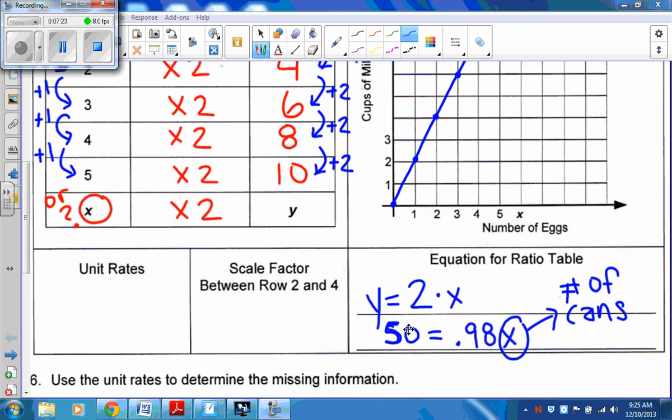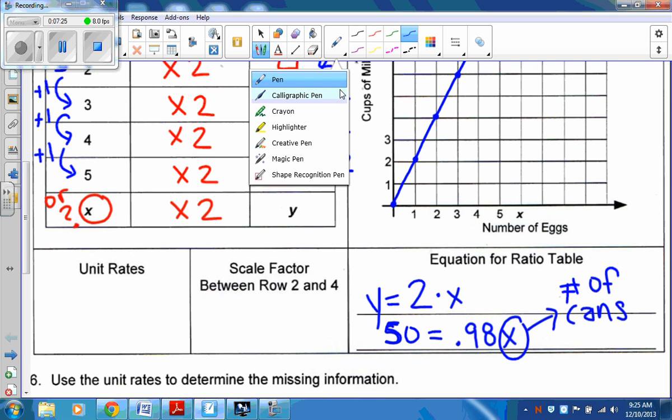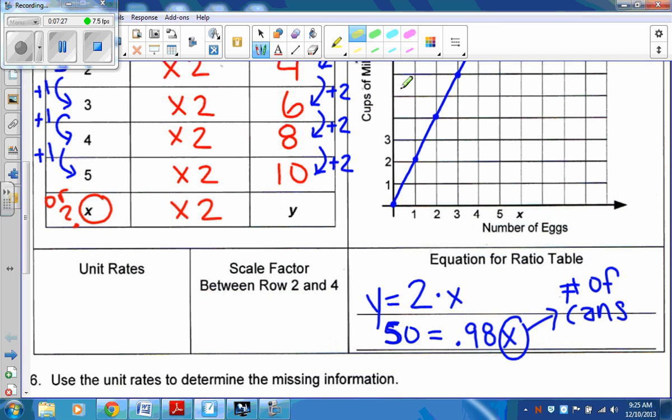All right, so this right here just kind of gives you an example of what your T-chart should look like. What your equation should look like. And it's not going to be this exact equation. It's going to be whatever your situation is. So now let's go in and look at filling out your unit rate. What does unit rate mean?